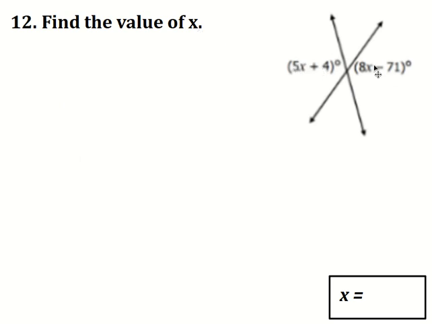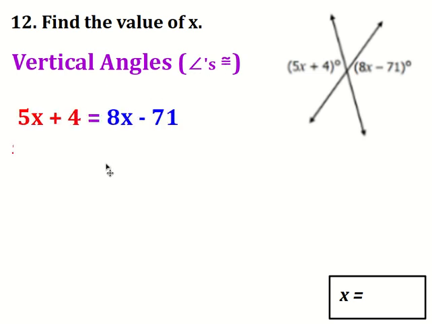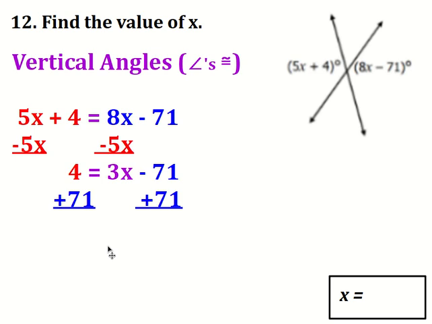Now here I have two angles that are across from each other at intersecting lines. This means that they are vertical angles, and that means the angles are congruent. So I'm going to set those equal to each other. I'm going to start moving my variable over. So I'm going to subtract 5x from both sides. 4 is now equal to 3x minus 71. I'm going to move the constant over. So add 71 to both sides. 75 equals 3x. Divide through by 3. X equals 25.